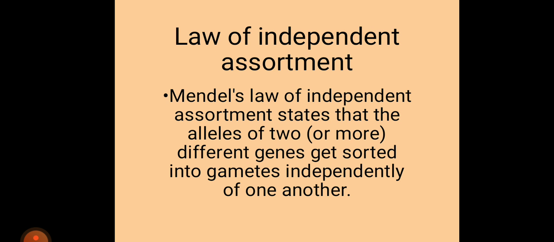And the last is the law of independent assortment. Mendel's law of independent assortment states that the alleles of two different genes get sorted into gametes independently of one another. In other words, the allele a gamete receives for one gene does not influence the allele received for another gene.